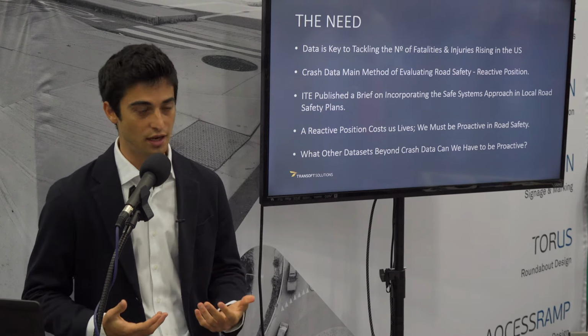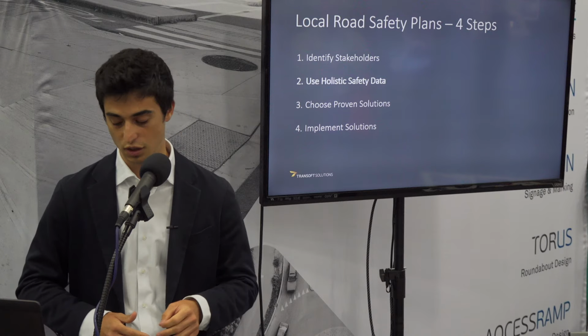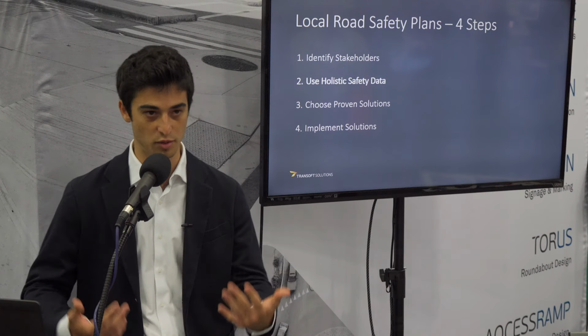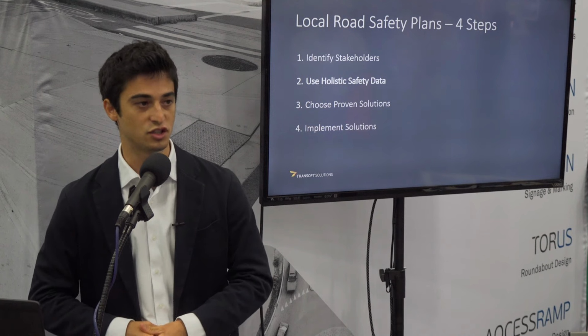The third one is choose proven solutions. So there's a lot of resources and material out there, like the Federal Highway Administration proven countermeasures. But for example, if we don't have the right data or have very limited data, we might think, oh, in this particular location, we need to do a complete redesign. But if we have good data, we might say, well, just changing the signal timing might result in reducing risk here. So we need to choose the right and the most efficient solutions, and then implement those based on budget and a list of priorities that we have.